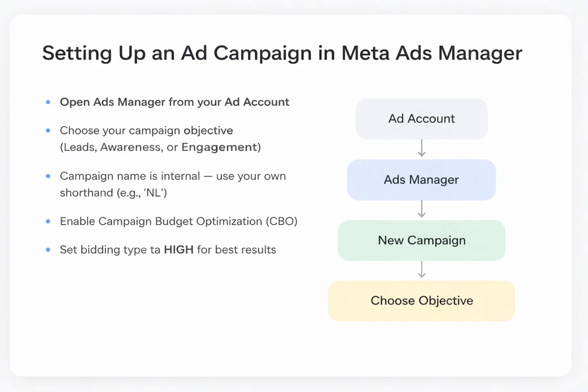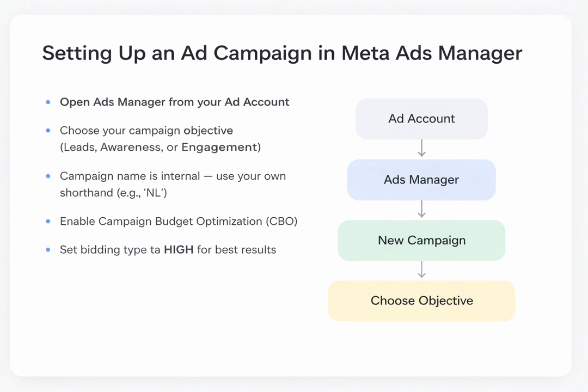Picking up right where we left off, let's walk through the actual process of setting up an ad campaign inside Meta Ads Manager. The first thing you do is go into your existing ad account and click to open Ads Manager. Once you're inside, you're going to create a new campaign. Now, the instructor here is demonstrating with a leads objective, but he makes an important point. Whether you choose leads, awareness, or engagement really depends on what your current business need is. If you need leads right now, go with leads. If you want people to know your brand, go with awareness. The key is to prioritize what matters most to you at this moment.